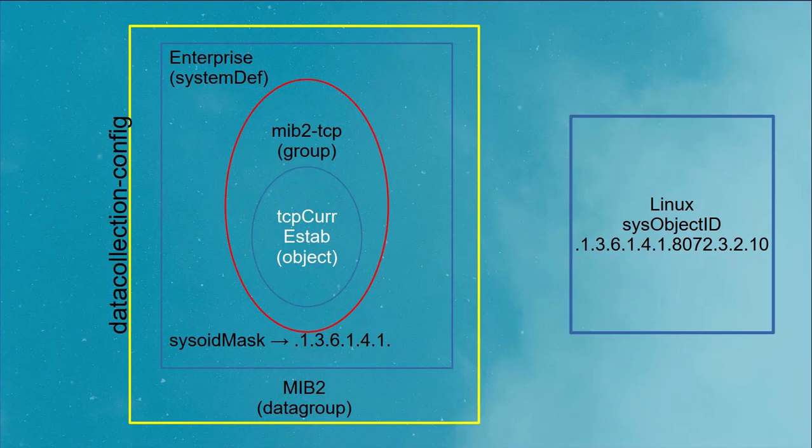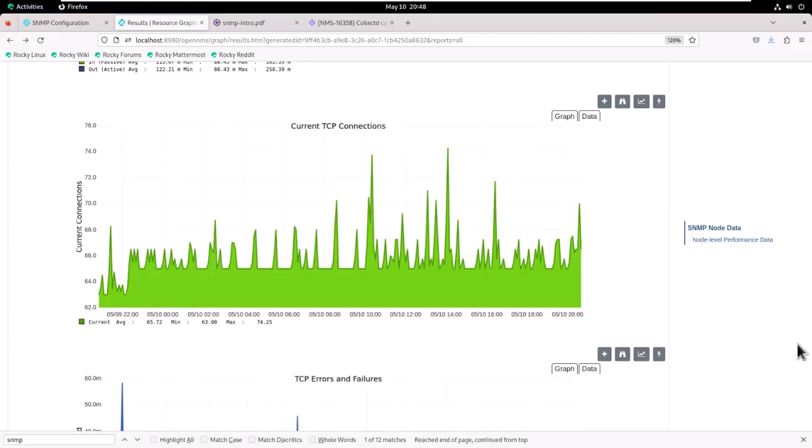where the agent sysObjectID matches the sysoid mask of .1.3.6.1.4.1. Enterprise is contained in the mib2 data group. The mib2 data group is set to collect by being included in the datacollection-config.xml file. To determine the MIB object associated with an OpenNMS graph, follow these steps.